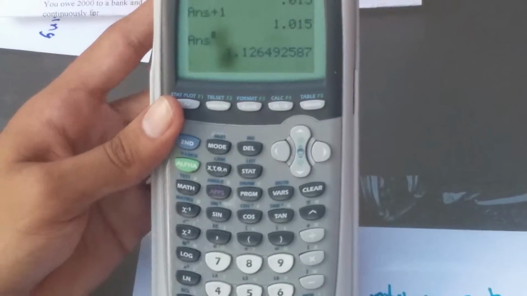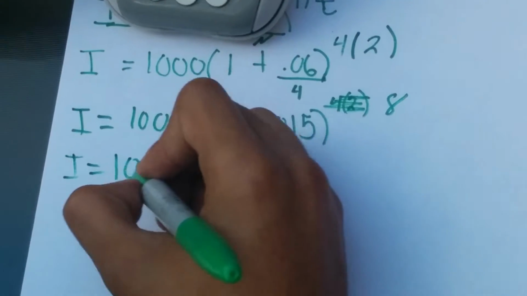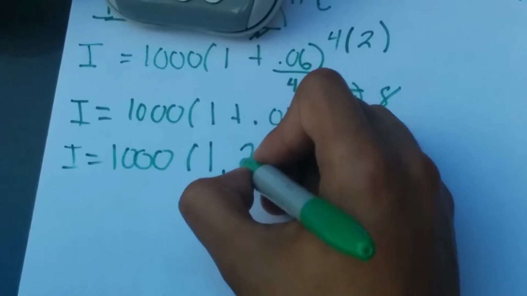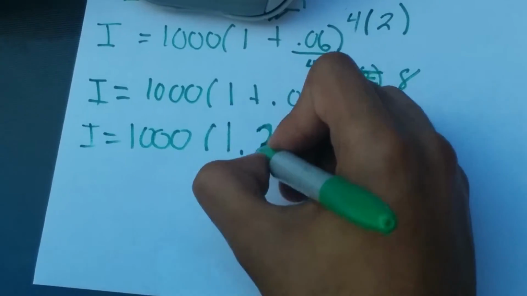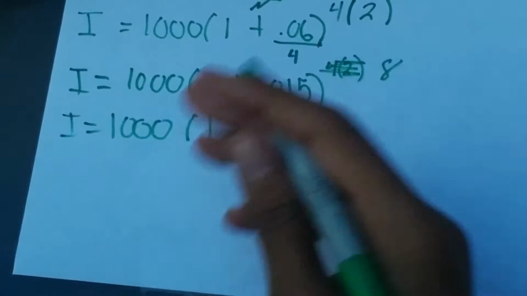We will, yeah. So we're going to use I equals 1,000 times 1.126. That's what we're going to do. And then multiply that together. So this multiplied by 1,000.